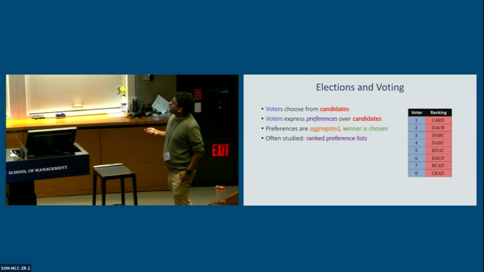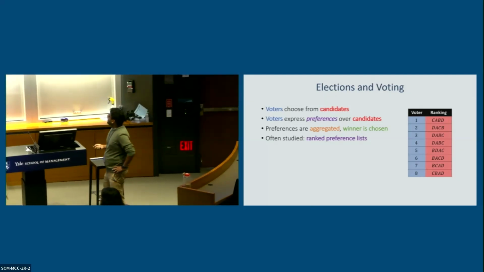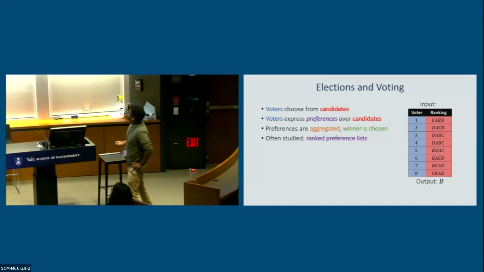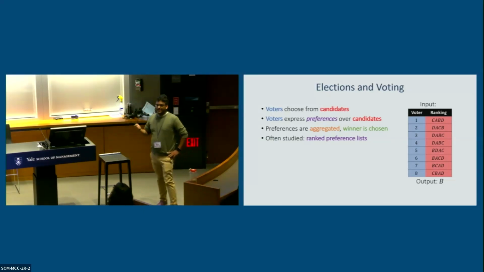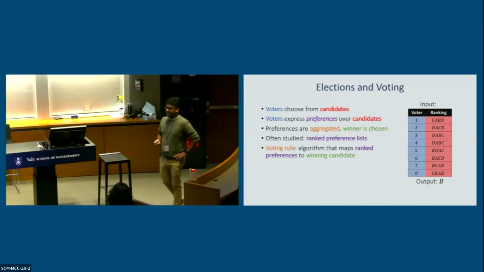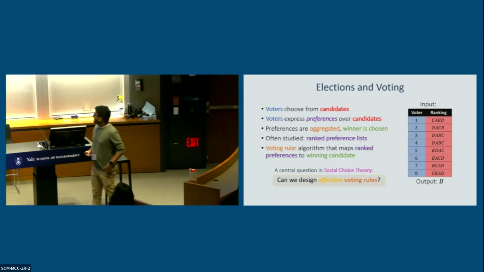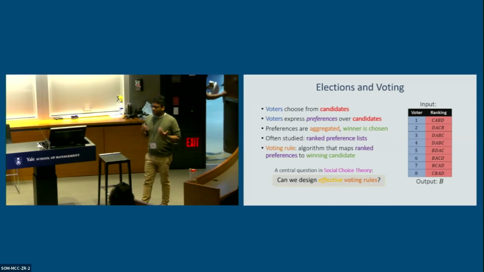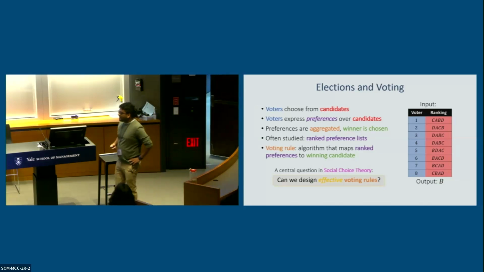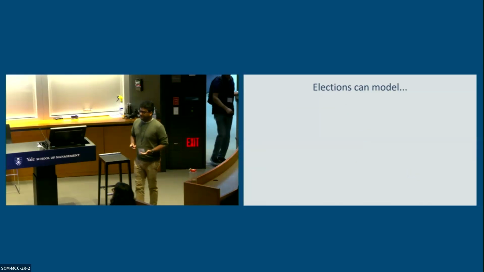Now, with this, the problem of aggregating the preferences and choosing a winner can actually be thought of as a kind of algorithmic problem. The input is each voter's ranking, and the output is the winning candidate. We call such an algorithm that solves this problem a voting rule. And so the big question, and one of the central questions in this area of social choice theory, is can we design effective voting rules? Effective in the sense that they're good at translating and reflecting the desires that were expressed to us by the voters.